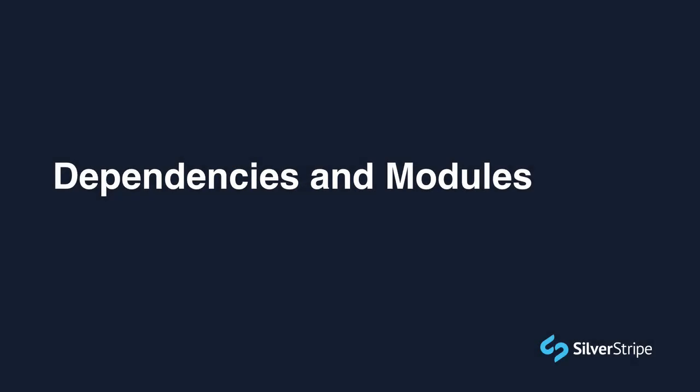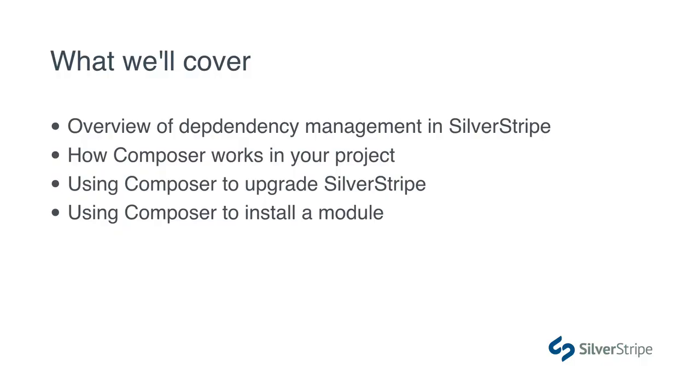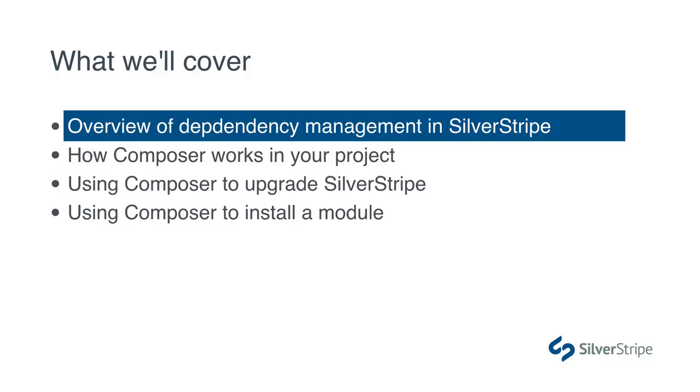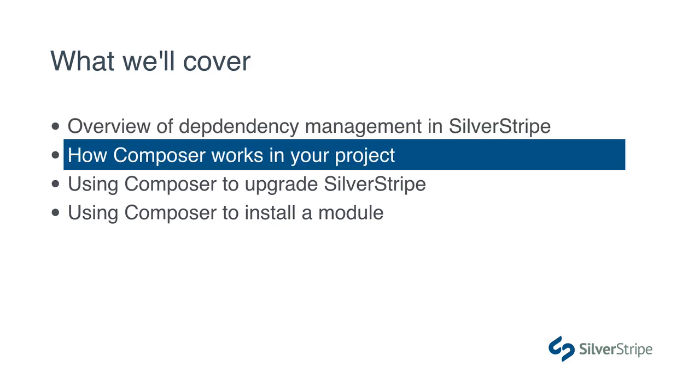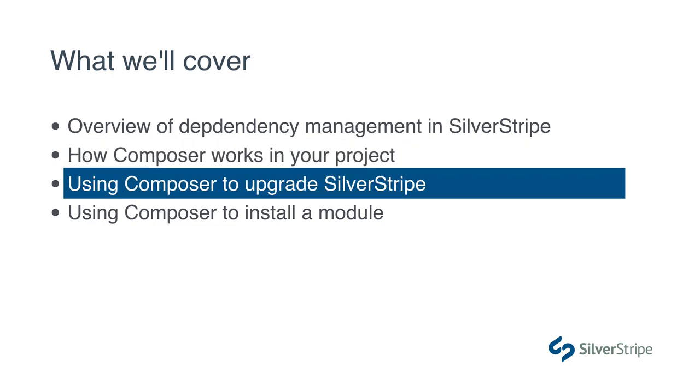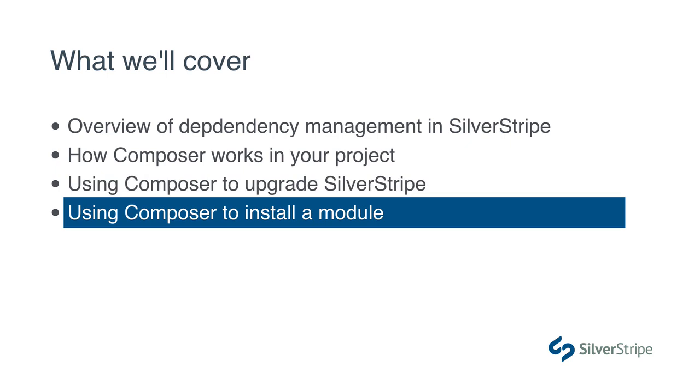In this episode, we're going to be talking about how to manage dependencies in SilverStripe and install modules. So a bit about what we'll cover. We will first just go over a brief overview of dependency management in SilverStripe. Then we'll talk about how Composer works in your project. Then we'll get into upgrading SilverStripe using Composer. And lastly, we will install a module.